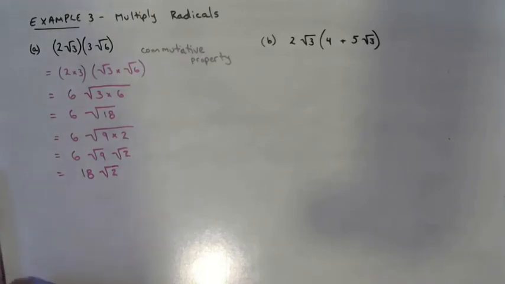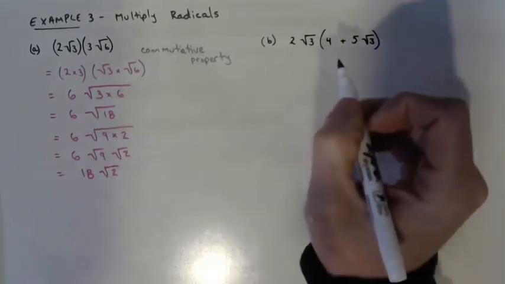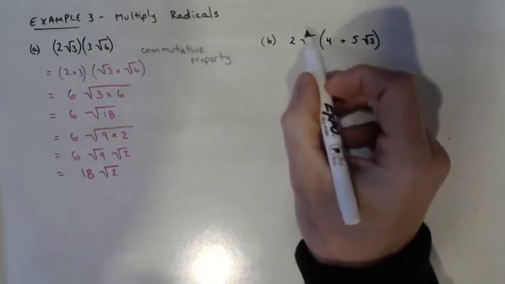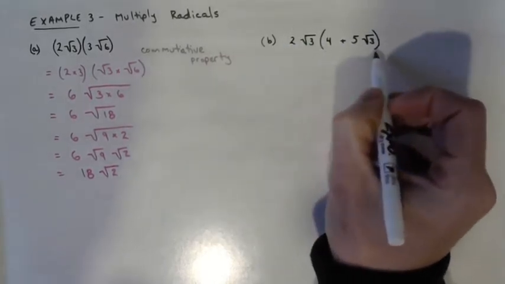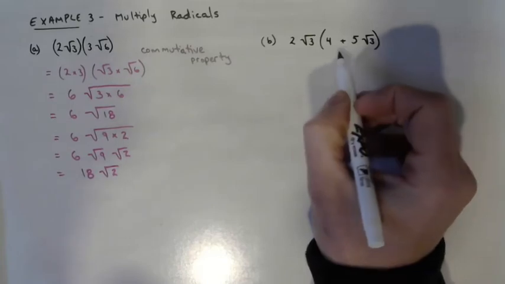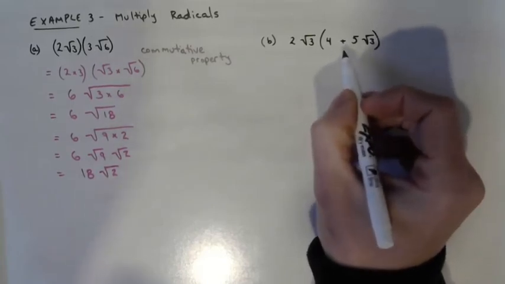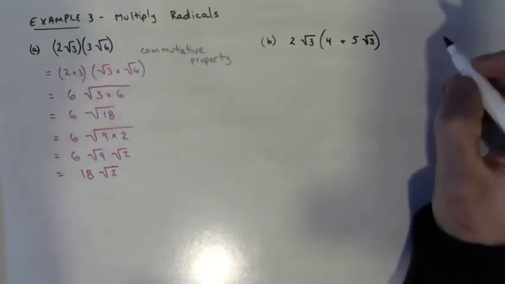Let's look at our next one. We have a similar situation. We're going to apply another property that's common to algebra. This time we have 2 times radical 3. And then that's being multiplied by this group, but the group itself is separated by addition. So which property do we need here? Give you a hint, search the D.